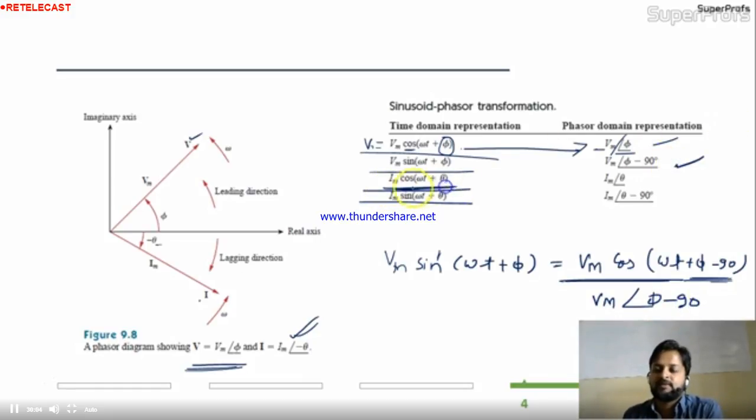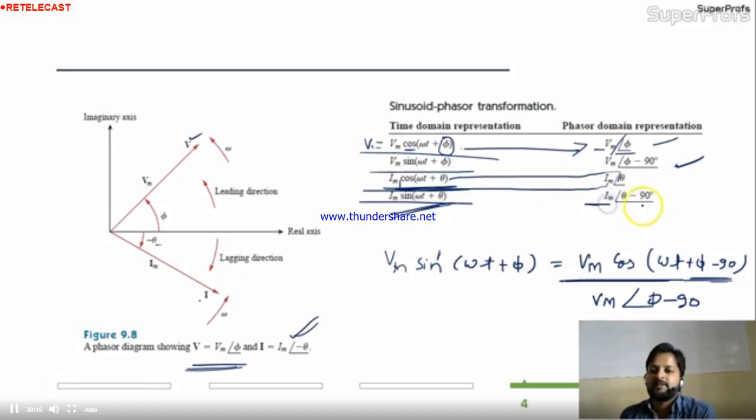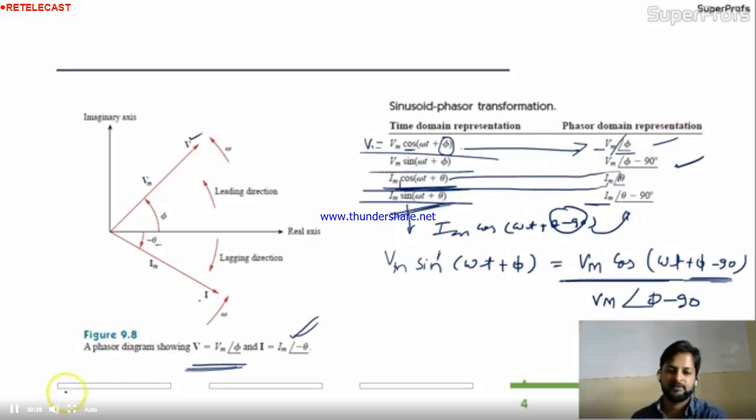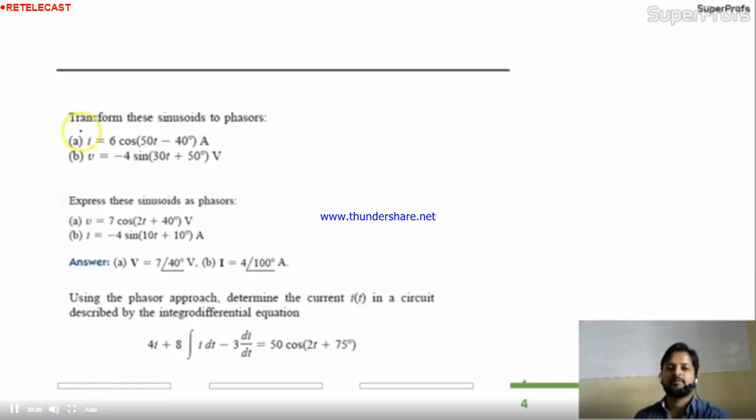What about Im cos(omega t plus theta)? Phase angle is theta, perfectly fine. Im is the magnitude. It's okay. Now come to Im sin(omega t plus theta). It becomes Im ∠theta minus 90, because the reference will be the cosine function: Im cos(omega t plus theta minus 90). This theta minus 90 is nothing but the phase angle. I hope this is clear to you. Now come to the second one.